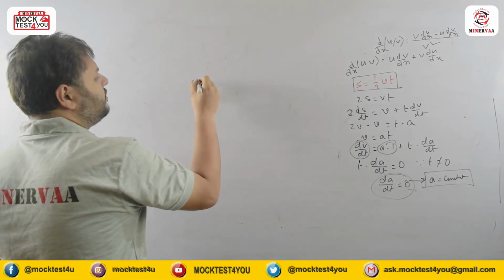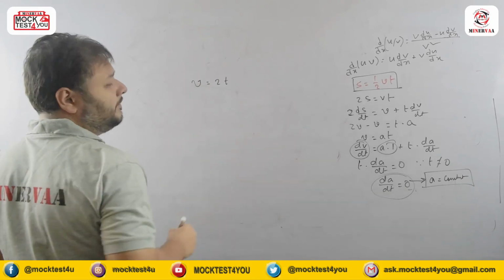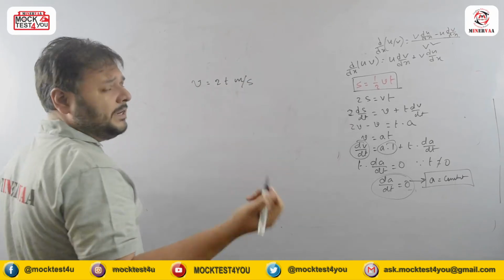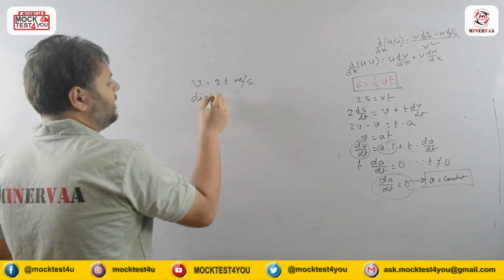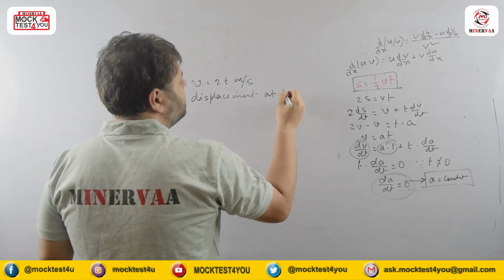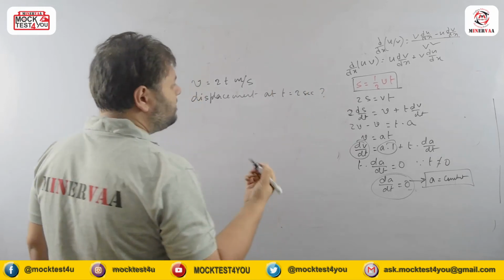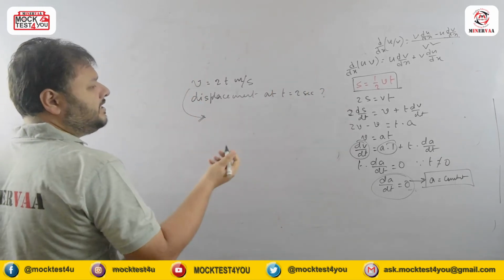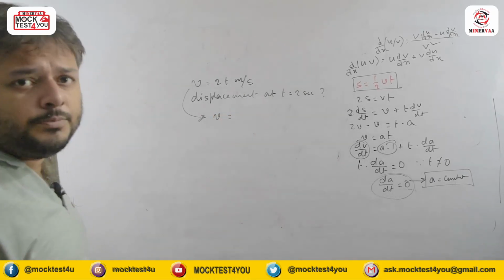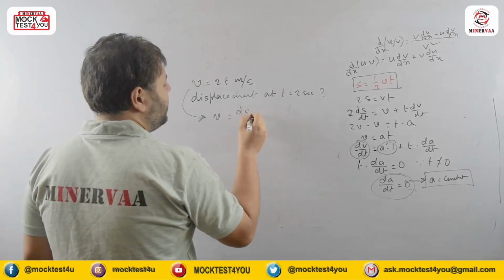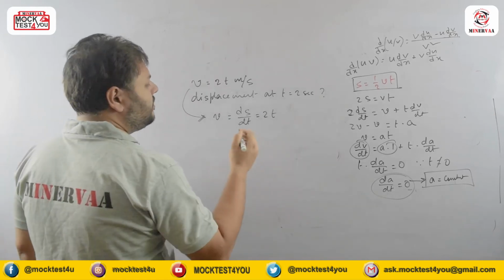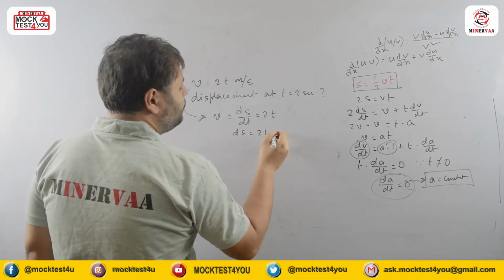Suppose it is given that the velocity you have is 2t meter per second. It is asked what is your displacement at t equals to 2 seconds. The majority of this type of problem we will be doing in the next class, but I am just giving an introduction to finish up today's lecture. Now v equals to ds/dt we have. ds/dt equals to 2t, right? So if ds/dt equals to 2t, so ds equals to 2t dt.